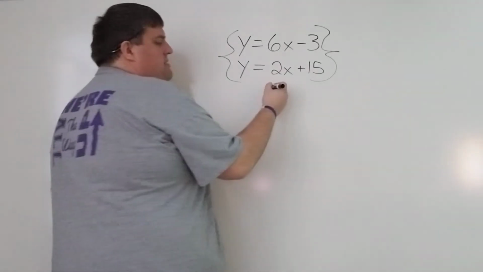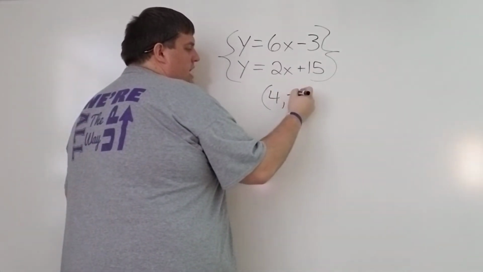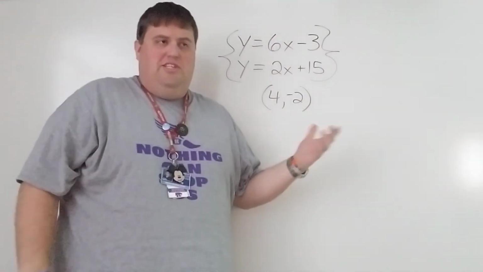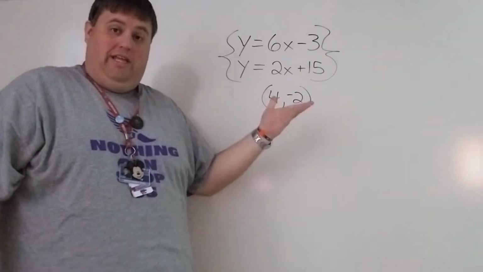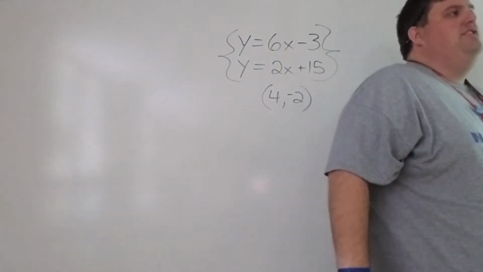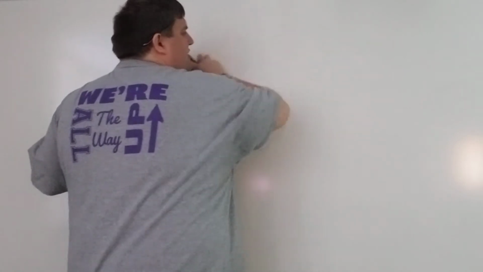So our answer could be something like 4, -2. Right? Maybe that's where those two lines cross each other. Our answer is going to look like this, as an ordered pair. It's a point. It's where these two lines intersect. So we're not going to actually solve any today, but we want to be able to talk about how many solutions we can expect from something.